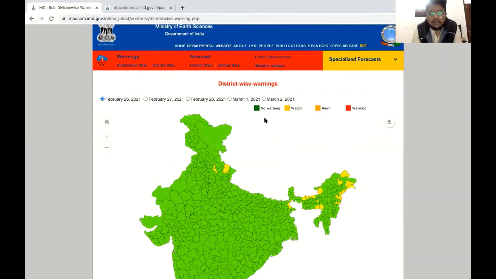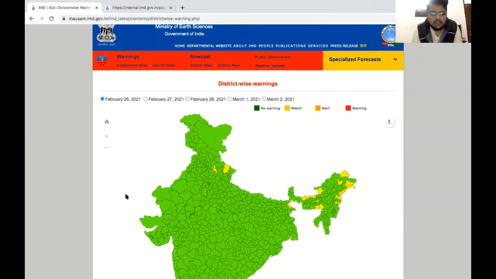types. The first is no warning, and that means you don't have to worry about any disaster or any heavy rainfall or anything else. The second one is watch, wherein you have to be a little careful. And then there is alert, the orange, and then there's the warning, where the authorities have to take action now.